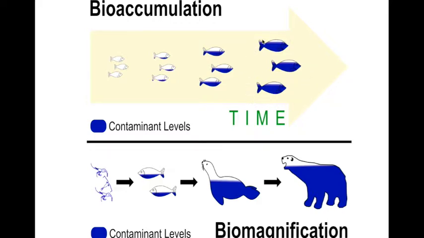In biomagnification, we have a similar concept, except it moves up the food chain. So here, the contaminant might be in very, very small portions in krill. However, as the fish eat the krill, it accumulates in their flesh throughout the fish's lifetime. But as seals eat more fish, it magnifies the contaminant levels, and then the polar bear will have ridiculously high levels of contaminants.